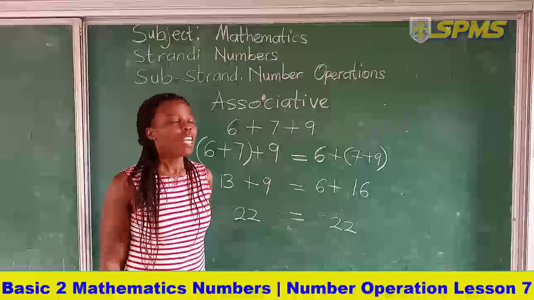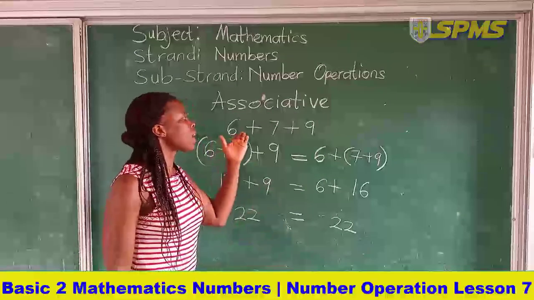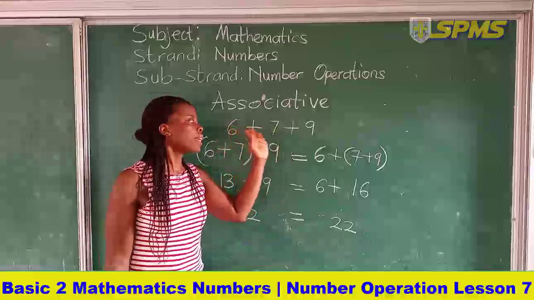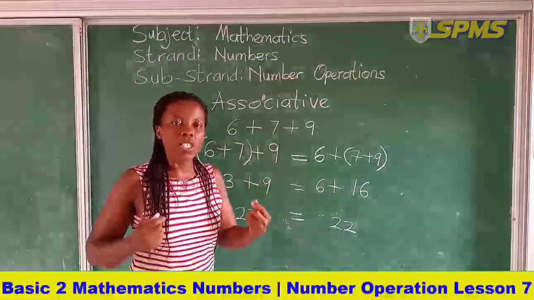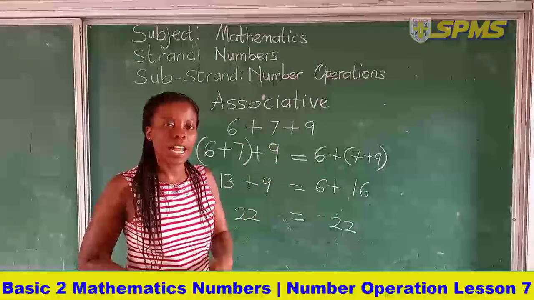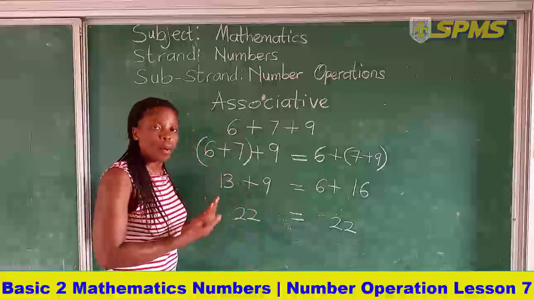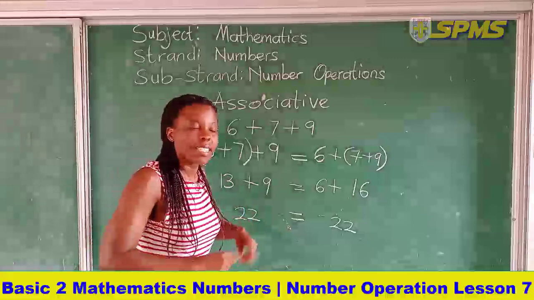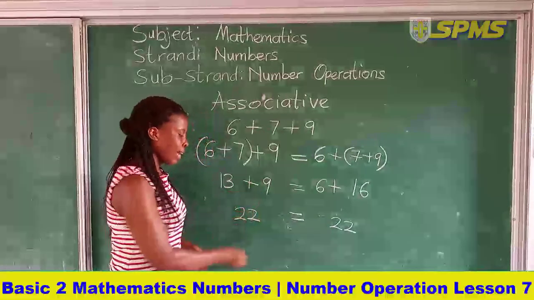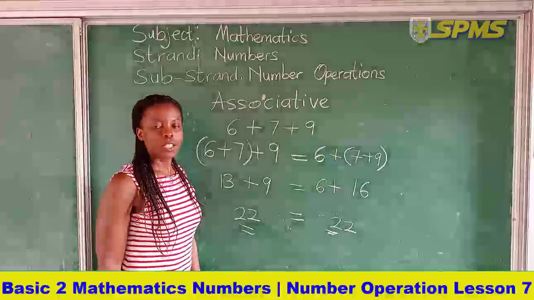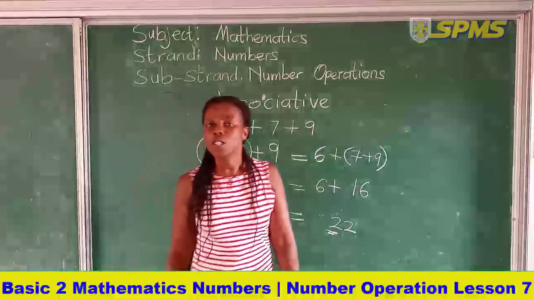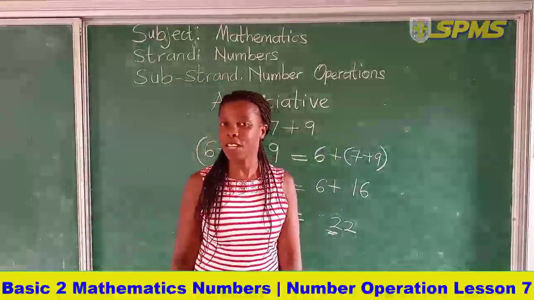Okay, children, try and have other examples of numbers written in this form and try to bring in the associative property of addition like what I have done on the board and see whether you can get the same answer like what I have here. Good. Let us move on to our second objective for the day.